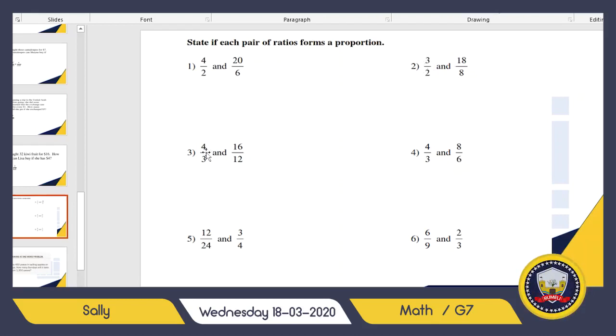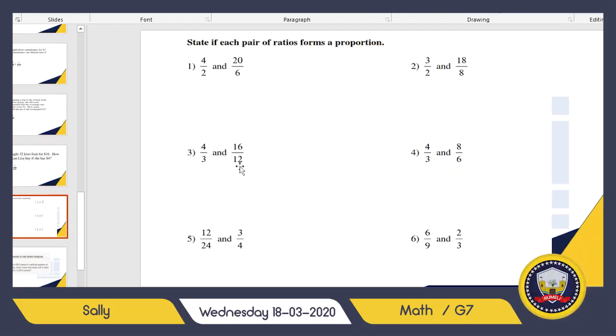Let's take number 3. I will cross multiply 4 over 3 and 16 over 12. I will cross multiply 4 by 12. 4 by 12 will give me 48. And 16 by 3 will give me 48. So both ratios will give me the same answer, which is 48. So these two ratios are proportion.